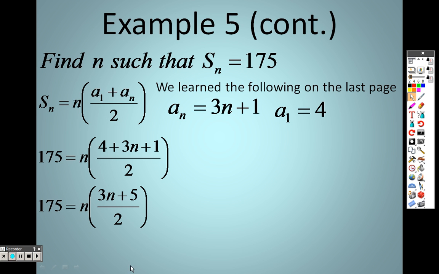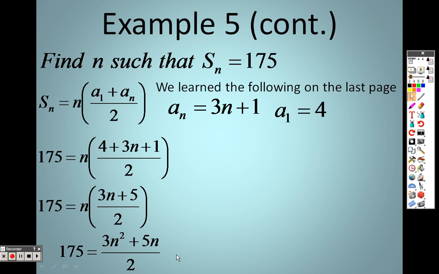And what I can basically do now is distribute that n through. That's like saying n over 1. So the bottom is just 1 times 2, which is the same 2. But the top, n times 3n is 3n squared. N times 5 is 5n. So to solve that problem, what I need to do now is get rid of that fraction.